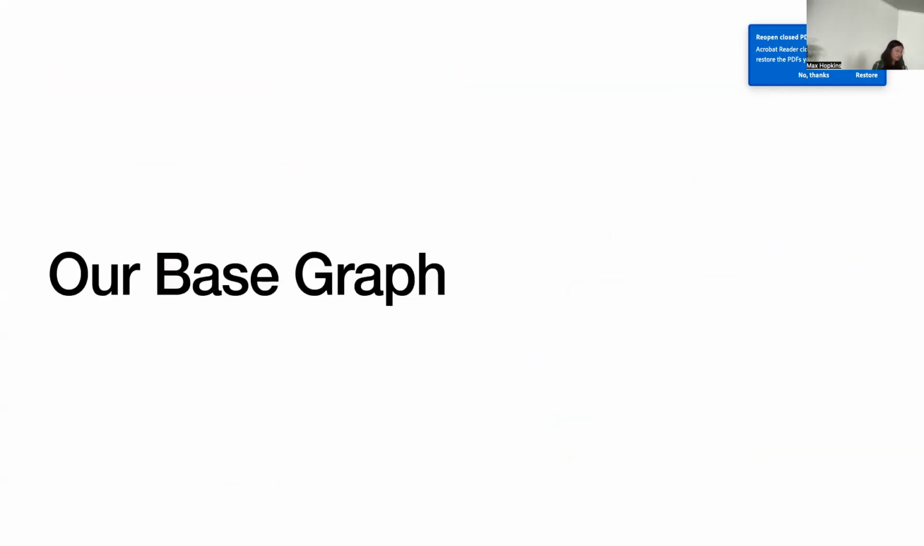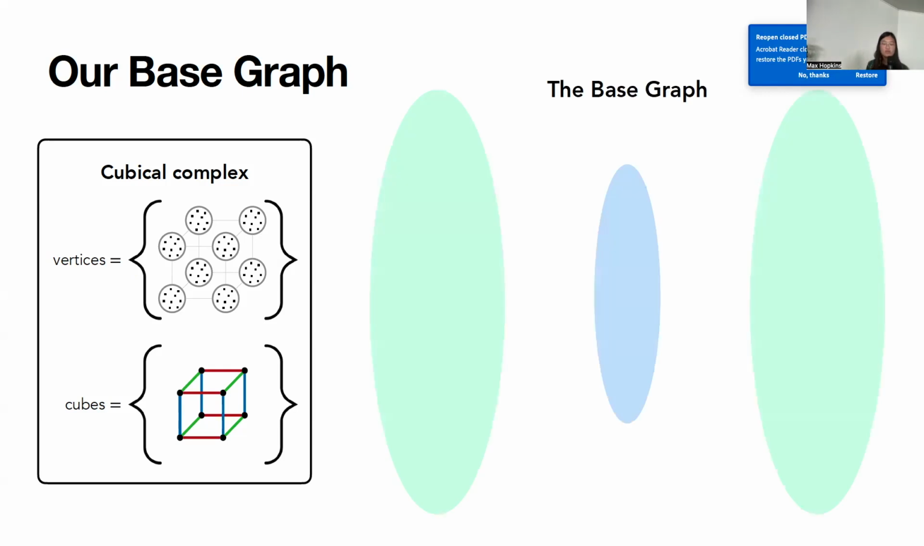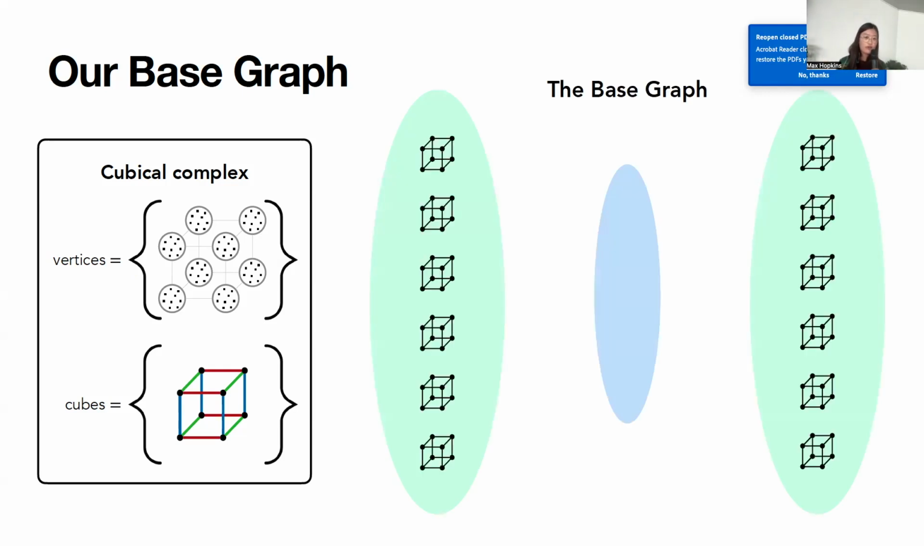So maybe now that you know what a cubical complex is, I can tell you what our base graph is. Let's say we start with a cubical complex. This is going to consist of a bunch of vertices and a bunch of cubes. Cubes are one vertex in every set with edges between them. The resulting base graph we're going to construct is as follows. We're going to place cubes on the left and the right. In the middle, we're going to place vertices, but not all the vertices.